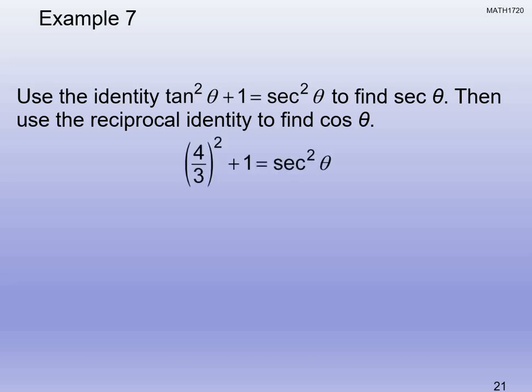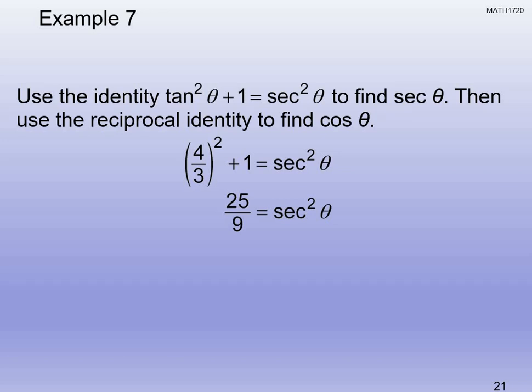So we're going to plug in the tangent value that was in the first part of this problem, that's 4/3. We're going to square 4/3 and get 16/9. Add 1 to that, and that's going to give us what secant squared is, and then to get secant, we've got to take the square root. So you're going to have 16/9 plus 1, where 1 is in the form of 9/9. So you're going to have 16/9 plus 9/9, which gives 25/9 equals secant squared theta. How do we undo a square? We take the square root of both sides.